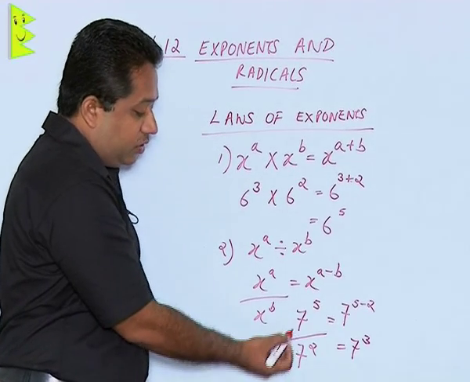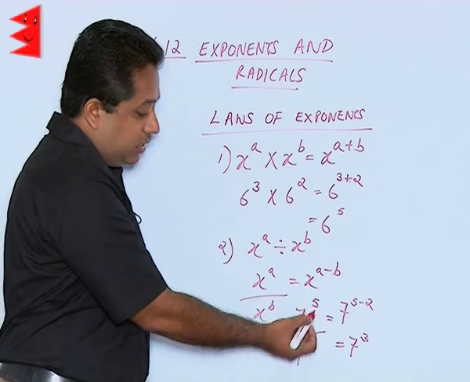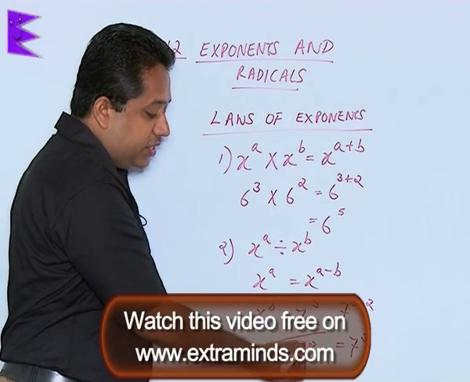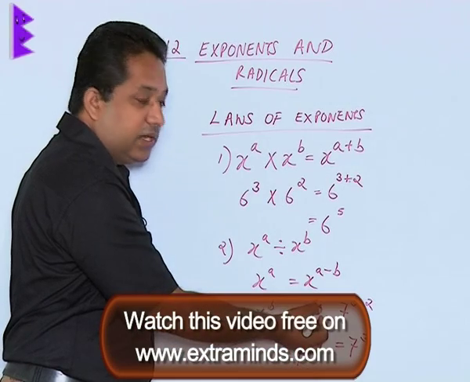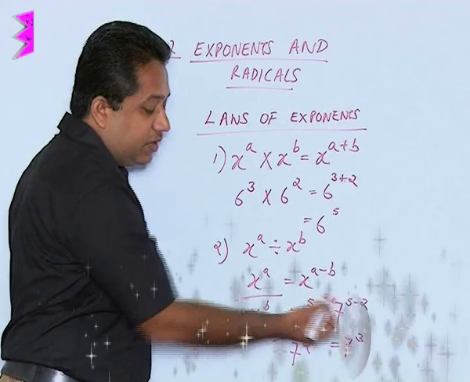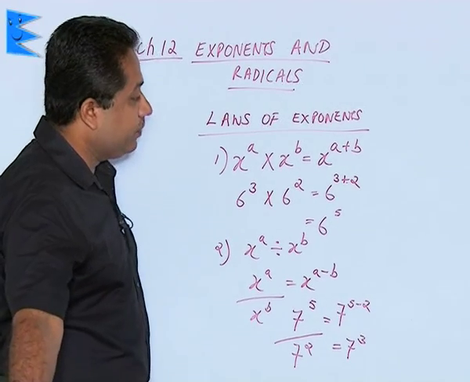In this case, the base is 7, the power here was 5 and the power here is 2. When it is divided, this 2 is transferred up, so it becomes negative. So 5 minus 2, and that will be 7 to the power 3.